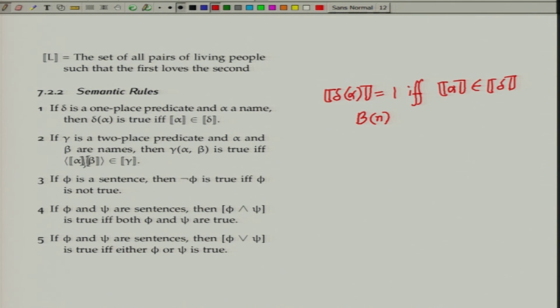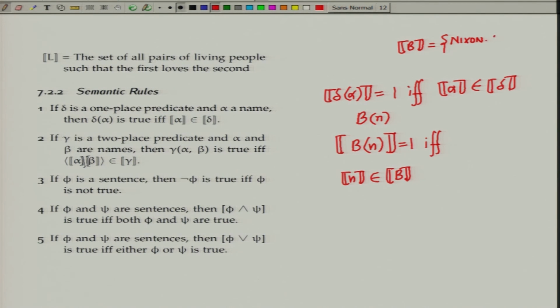Now according to semantic rule 1, B N is true, that is, the reference of B N is 1 if and only if the reference of N belongs to the reference of B. And we have already said that the reference of B is actually this set. It is Richard Nixon and Chomsky.